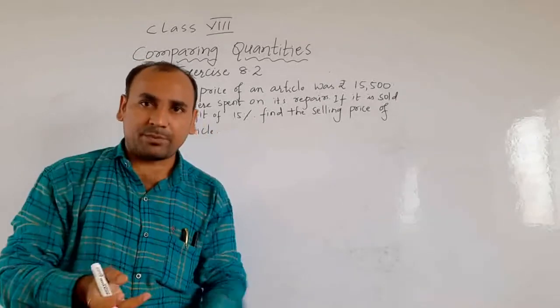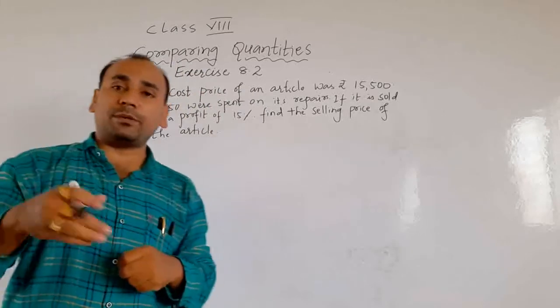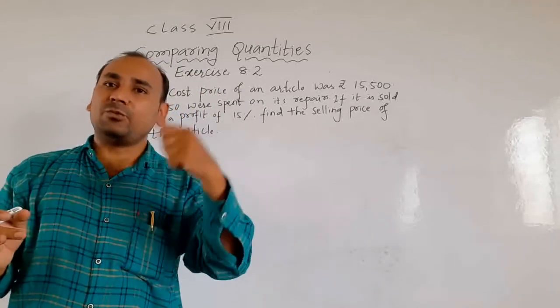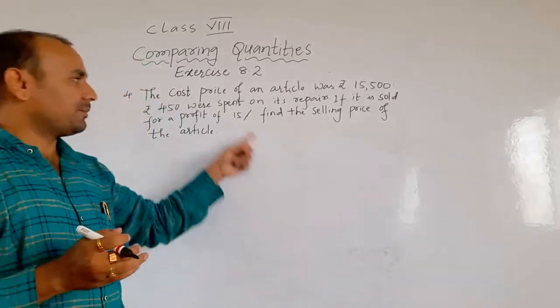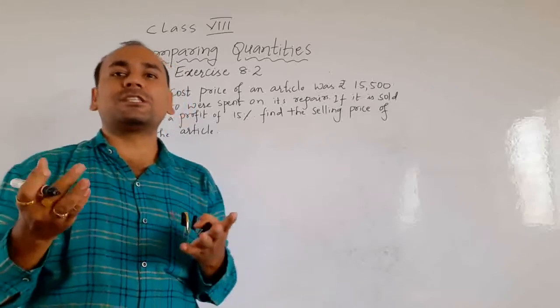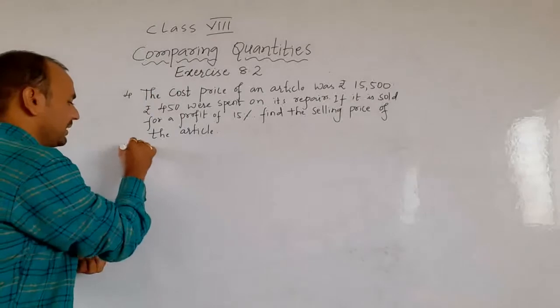That article you have purchased for rupees 15,500 and rupees 450 you spent on its repair, and afterwards you are selling that article at a profit of 15%. So let us identify the selling price of that article.